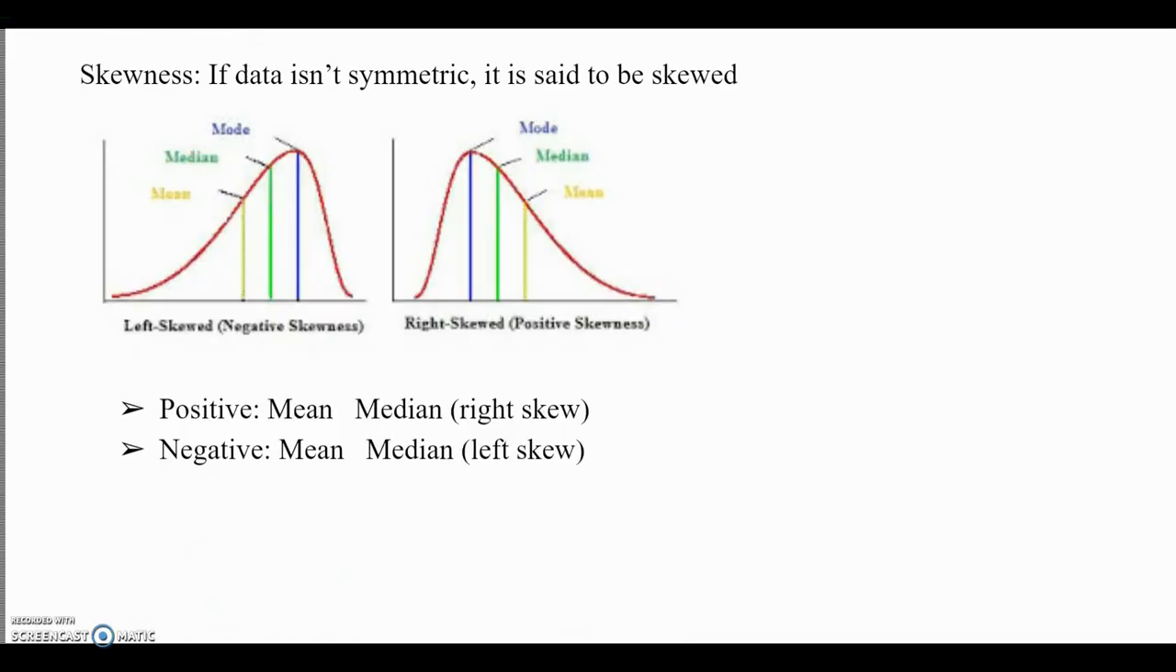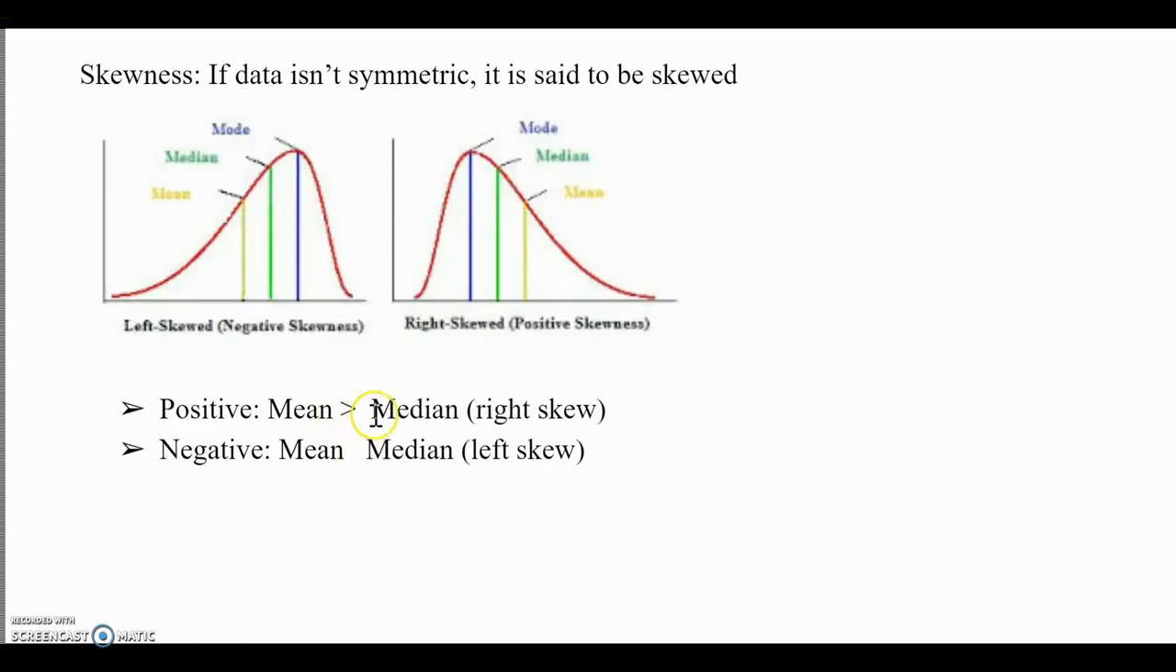If data isn't symmetric, it is said to be skewed. So in these situations, I have put two pictures to illustrate what I mean. So this would be right or positively skewed. As you can see, the big hump or the peak is on the left side of the data. So this just means that most of your data is clustered around the left side, but there's some small amount of data on the right side. As you can see, the mean is greater than the median.